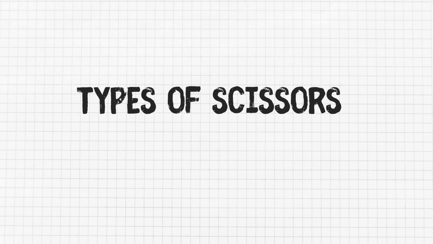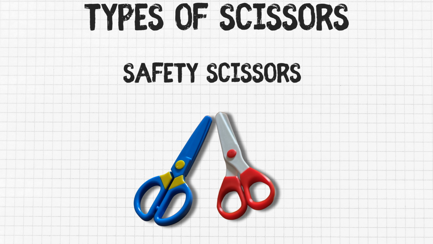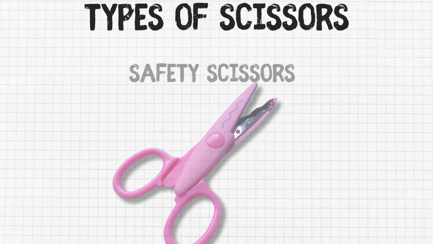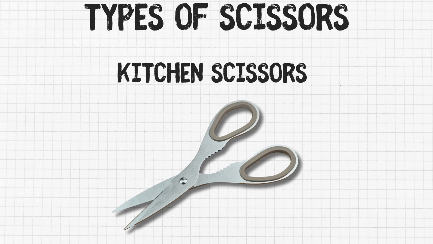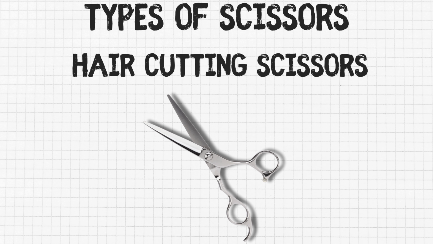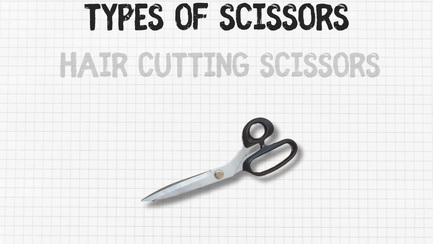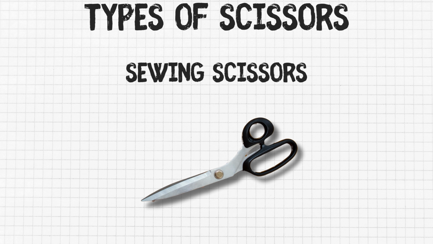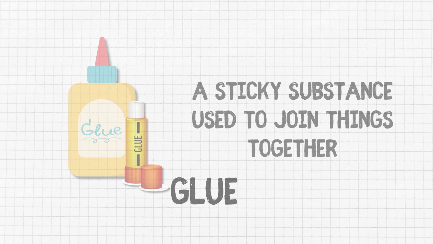There are several types of scissors, each designed for specific tasks. Safety scissors are made for children and have rounded tips. Craft scissors are used for arts and crafts, sometimes with decorative edges. Kitchen scissors are stronger and used for cutting food. Hair cutting scissors are precise, made for cutting hair, and sewing scissors are small and sharp, perfect for cutting fabric and thread.